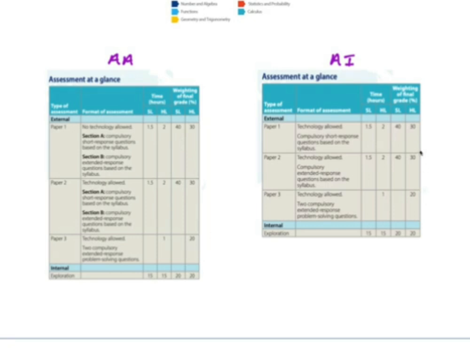The big difference in assessments between the two is that in analysis for paper 1 you are not allowed to use a calculator. And when I say calculator, I mean GDC, a graphic display calculator, which is very useful. So that's a big factor you need to consider when choosing your course. In AI, you are allowed to use a GDC for all papers. That's your technology allowed, technology allowed, technology allowed. No technology allowed. Technology is allowed for paper 2, and it is allowed for paper 3. Okay, so that's what the IB says.